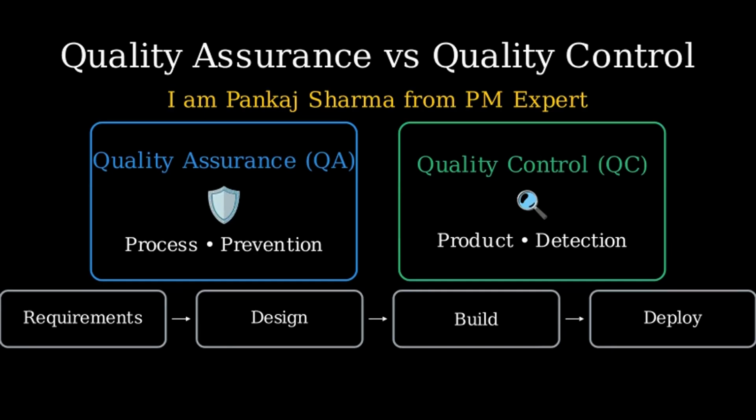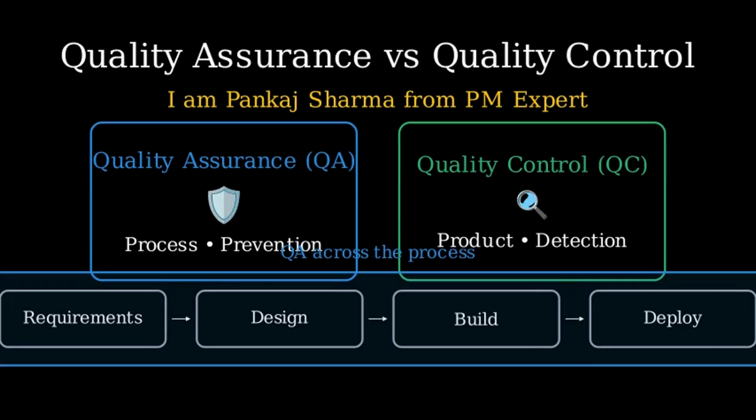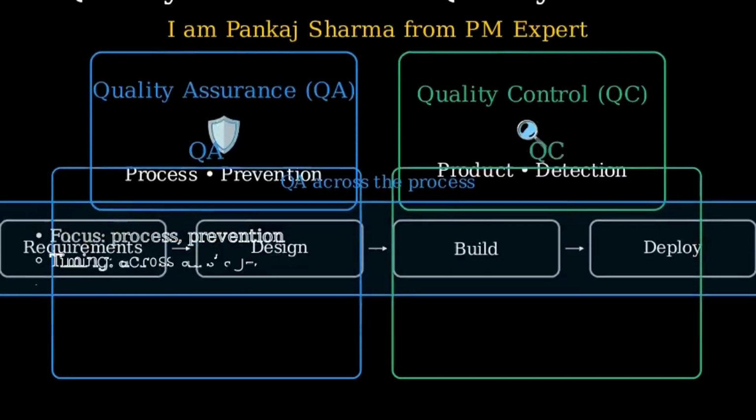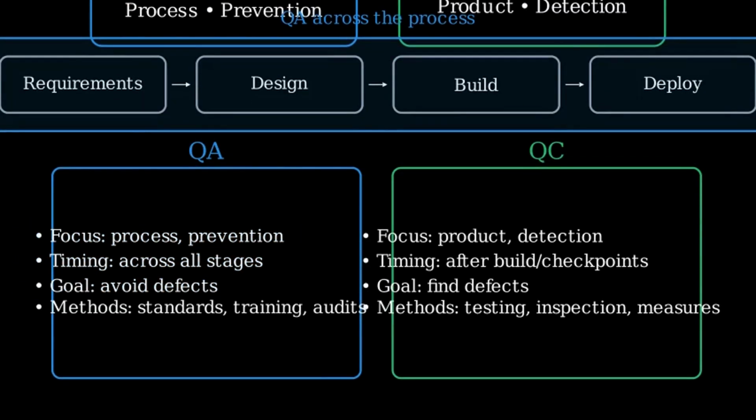Let us visualize a simple development pipeline. We move from requirements to design, to build, to deploy. Quality assurance spans across all stages, guiding how work is done to prevent defects. Quality control checks the product at or after build and near deployment to find defects. Prevention versus detection made visible.